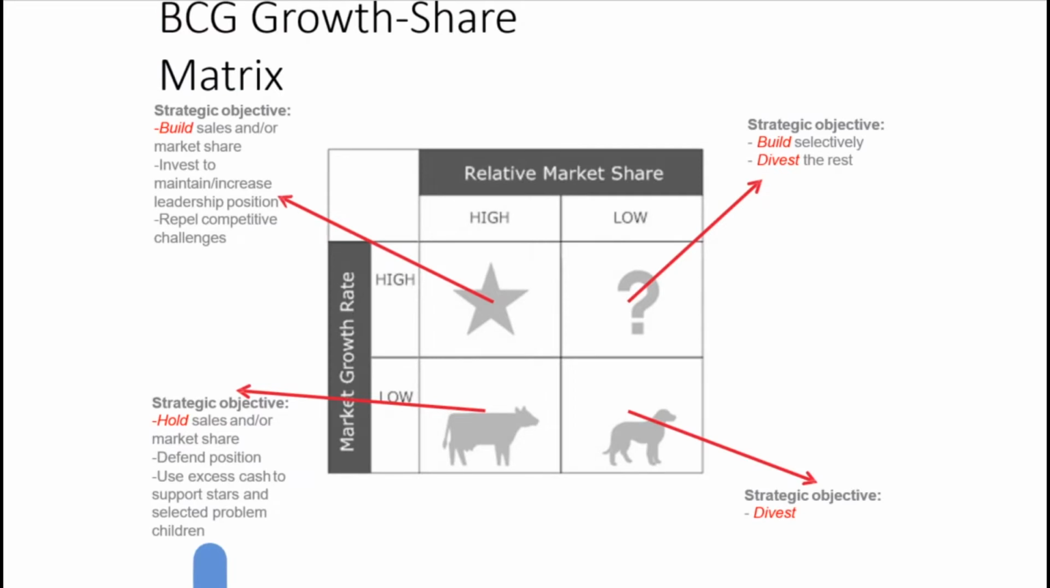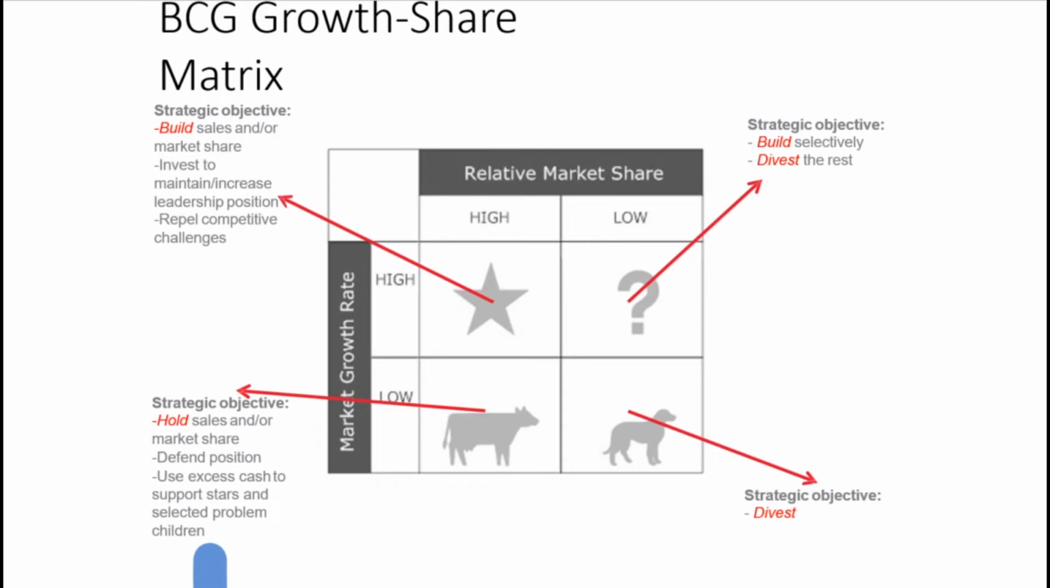In these slides, you can also get introduced to the strategic objectives for each type of product in our portfolio. So for the stars, you can build sales or market share, invest, maintain, increase leadership position, repel competitive challenge, because in the future they may become very popular and become cash cows. For cash cows, you need to hold sales and or market share, defend position, use excess cash to support stars, and select problem children.